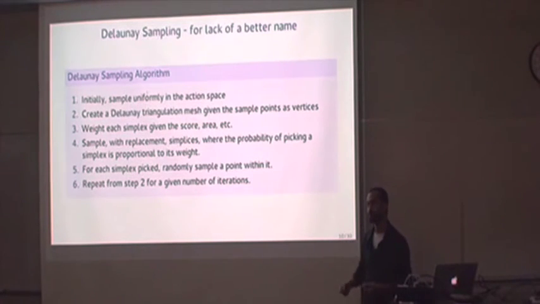After we give it a weight, we sample triangles in this mesh with replacement. And every time we sample a triangle, we decide to take another sample in that triangle. After we pick triangles from the mesh, we take samples in those triangles, and we create another mesh, and we keep doing this. That sort of brings our sampling to converge to a good solution.